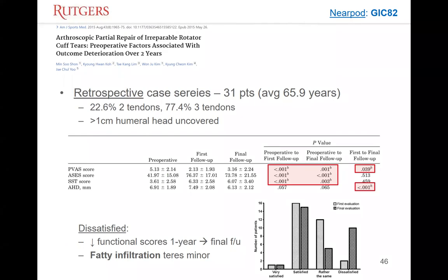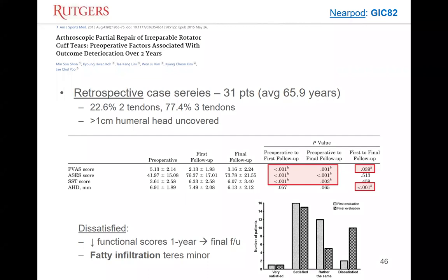Pain, visual analog score, ACES, and simple shoulder test scores all improved significantly from pre-op to 1 year, and were maintained at final follow-up at an average of 40 months, with the exception of pain, which increased from 1 year to their final follow-up. The acromial-humeral distance decreased slightly.